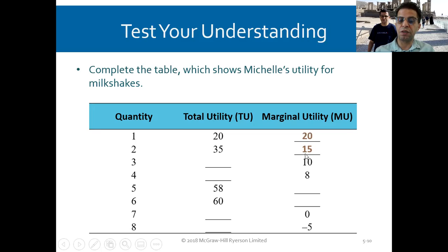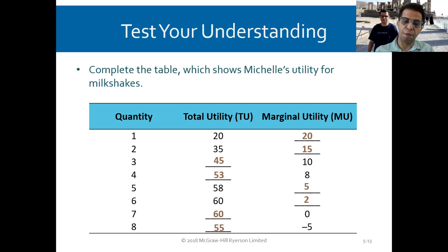And the third one gave us 10. So what we're going to see here is 45, because 10 plus 35 is 45. And because it's 8 here, 45 plus 8. So the calculation is very straightforward. It's still giving you the amount. And when marginal utility gets to 0, that's where we have a 0, and then 55 is where it starts diminishing.